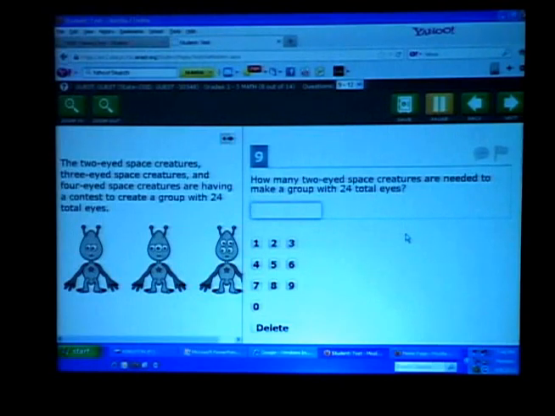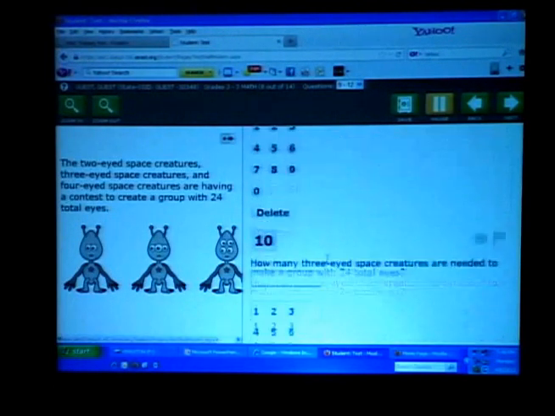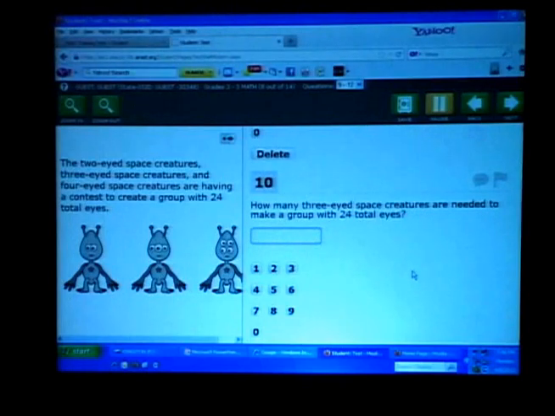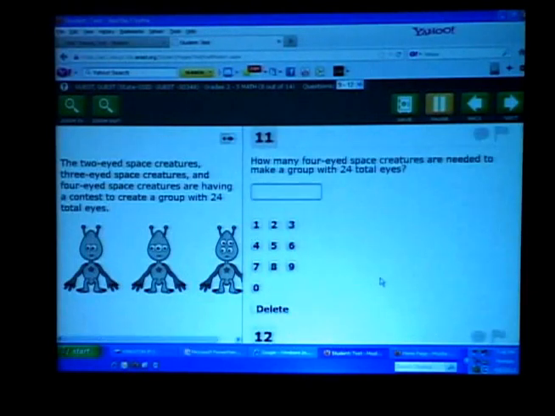The 2-eyed space creatures, 3-eyed space creatures, and 4-eyed space creatures are having a contest to create a group with 24 total eyes. Question 9. How many 2-eyed space creatures are needed to make a group of 24? Question 10. How many 3-eyed space creatures are needed to make a group of 24 total eyes? And how many 4-eyed space creatures are needed to make a group with 24 total eyes?